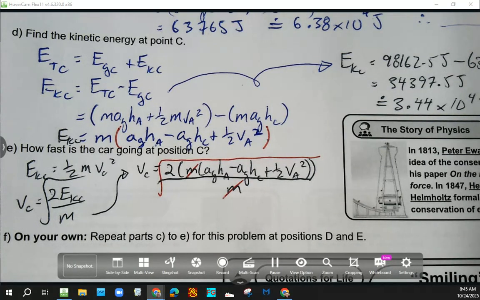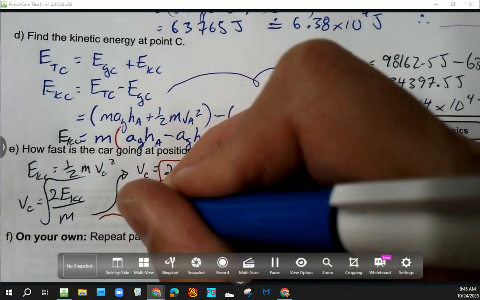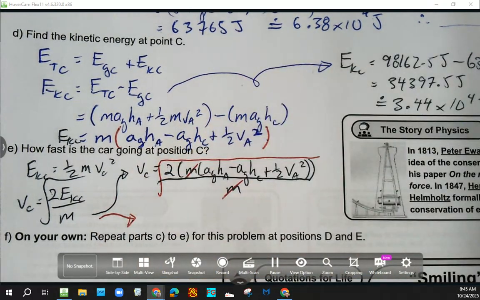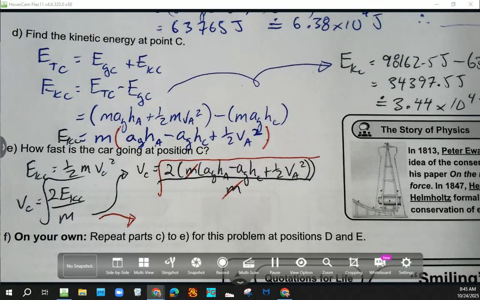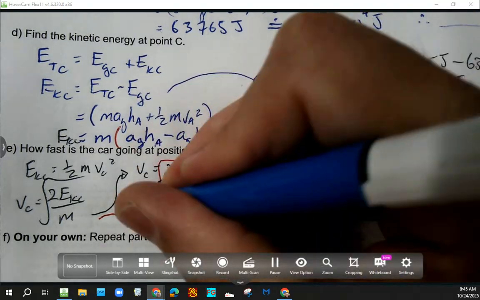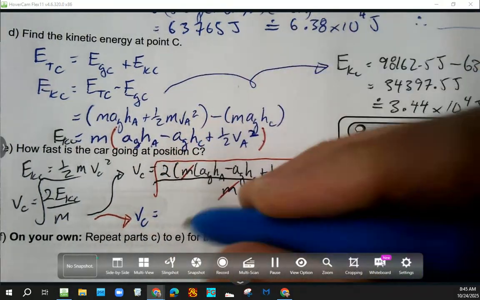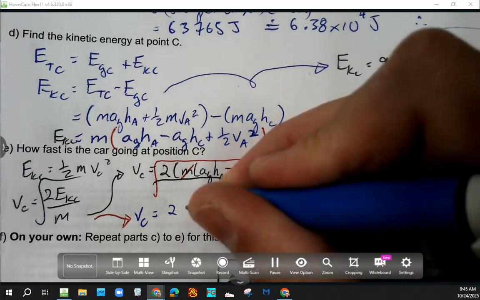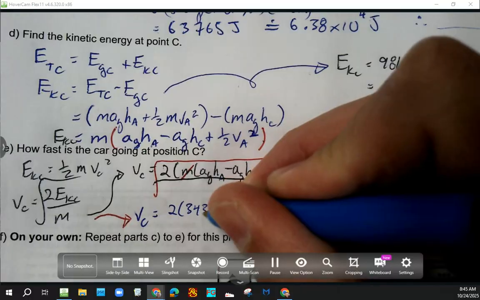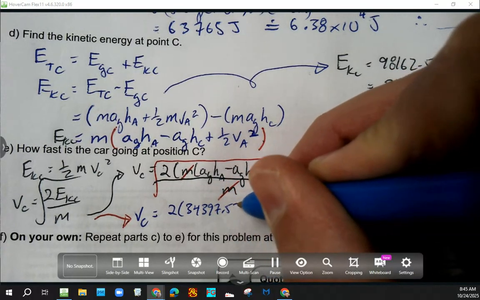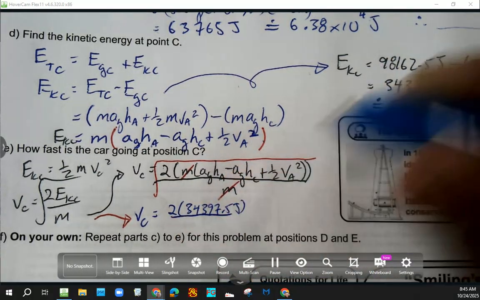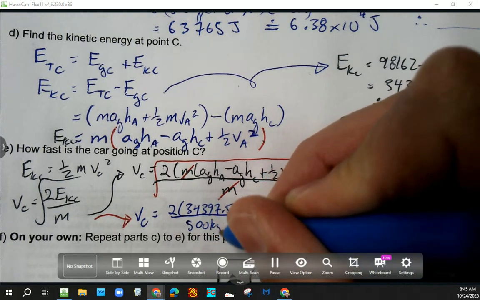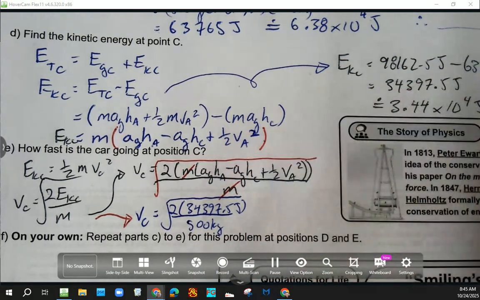And so I could just sit with that generalized equation, or I could go with the route of having already calculated the EKC in a previous question. And I could say, okay, well, that means that VC is equal to 2 times the unrounded value, 34,397.5 joules divided by 500 kilograms, all square rooted.